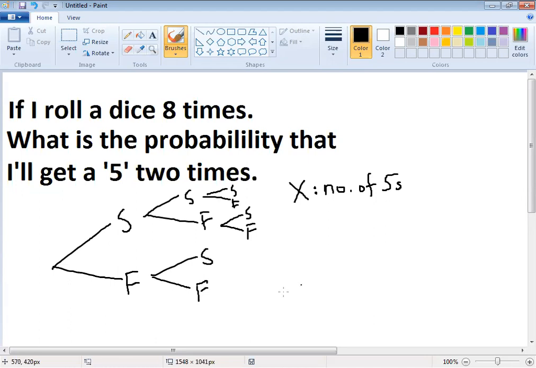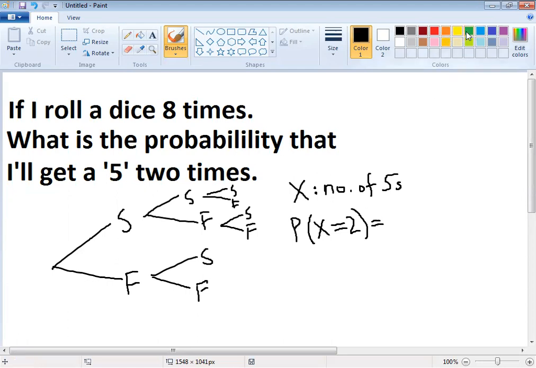Now the question is specifically asking me probability that X, which is my number of fives, वो कितनी दफा है मेरे पास? So X is equal to 2. This is what I have to find. Is that right? So how many successes do I want? 2. So how many failures will there be? 6 failures होंगे. So I want the probability for 2 successes and 6 failures.